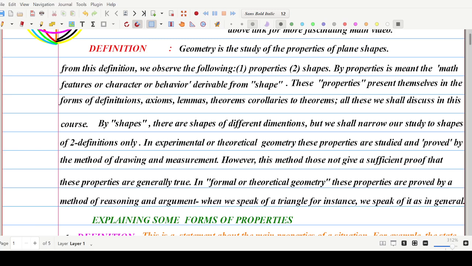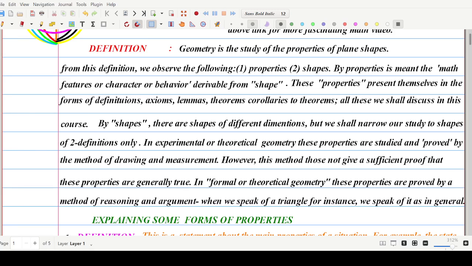Now look at over here. I said, however, this method does not give a sufficient proof that these properties are generally true. I'm talking about this line. Please take note: it says "does", that is a mistake, an oversight. This method does not give a sufficient proof that these properties are generally true. Because of that reason, another sophisticated geometry has to be invented, which is a logical geometry, called formal or theoretical geometry.